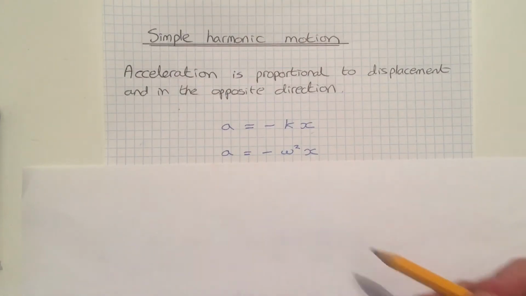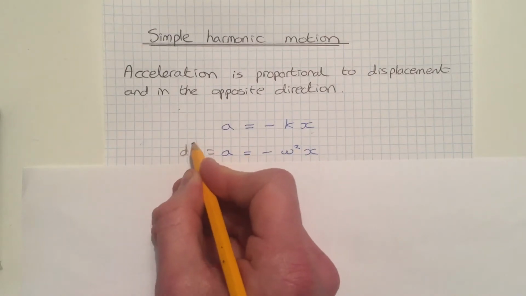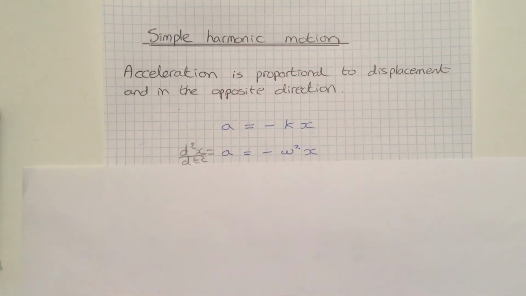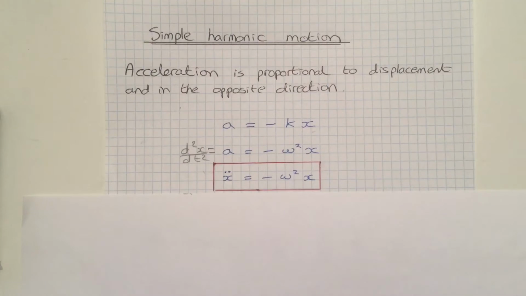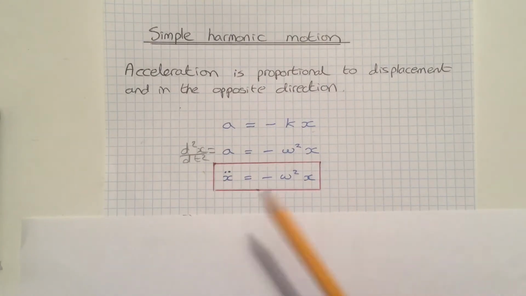Now, the acceleration, I know that that is the second derivative of x, the displacement, with respect to time, which I could write even shorter as just x dot dot. So this is my equation for simple harmonic motion.